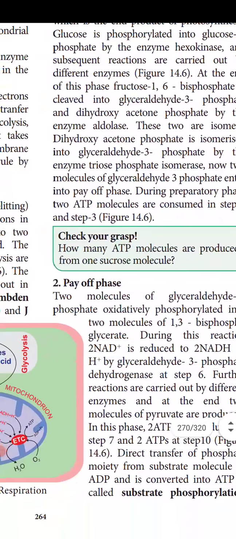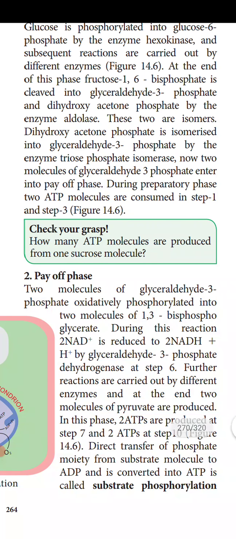Next is the payoff phase. Two molecules of glyceraldehyde 3-phosphate are oxidatively phosphorylated into two molecules of 1,3-bisphosphoglycerate. During this reaction, 2 NAD is reduced to NADH and H plus by glyceraldehyde 3-phosphate dehydrogenase. Further reactions are carried out by different enzymes. At the end, two molecules of pyruvate are produced.